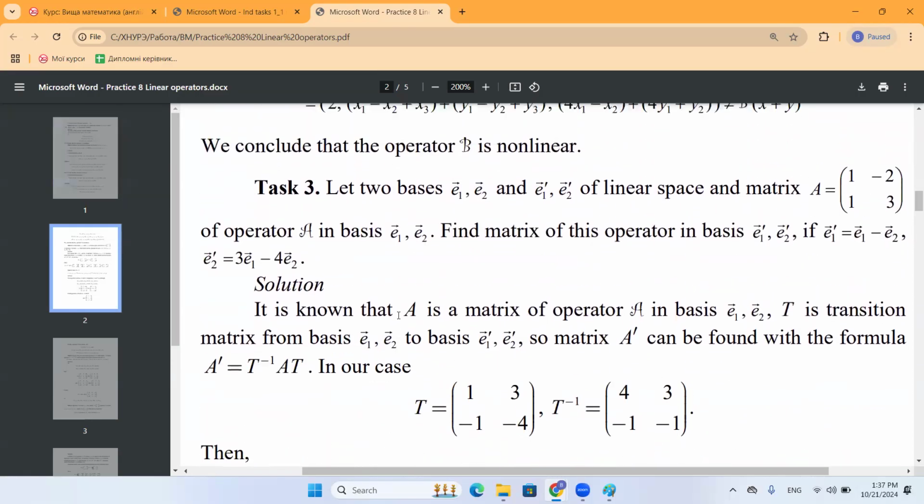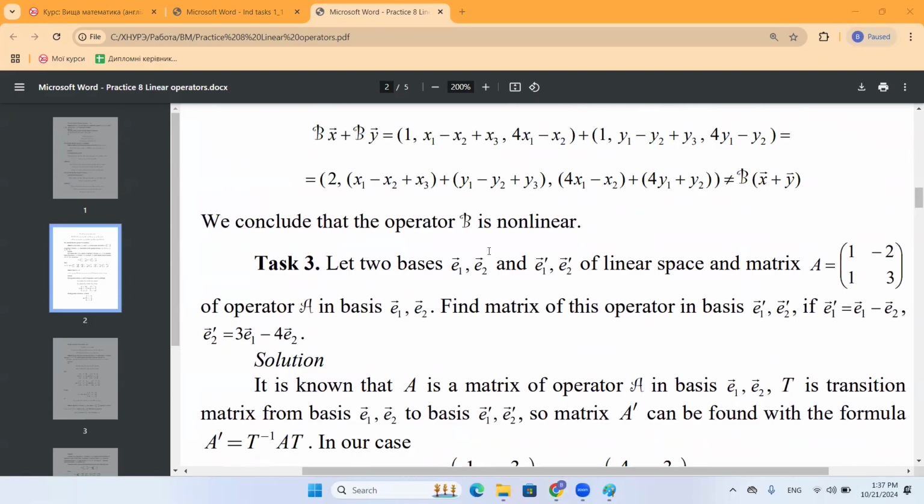Task 3. So we have two bases, E1, E2, and E1 prime, E2 prime. And we have the matrix of a linear operator. A linear operator can be written as a matrix, the equivalent form. If we write it in vector form, just for your understanding in the current task, AX will look like the next.